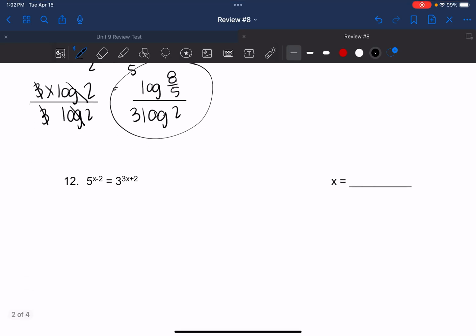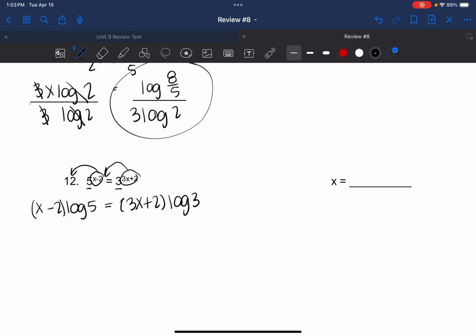All right, for number 12, same idea. I'd love to get a common base, but there's no common base between 5 and 3, so I'm going to have to take the log of both sides. While I'm at it, I'm going to move those exponents to the front like coefficients. So I'm going to have x minus 2 log of 5 equals 3x plus 2 log of 3.